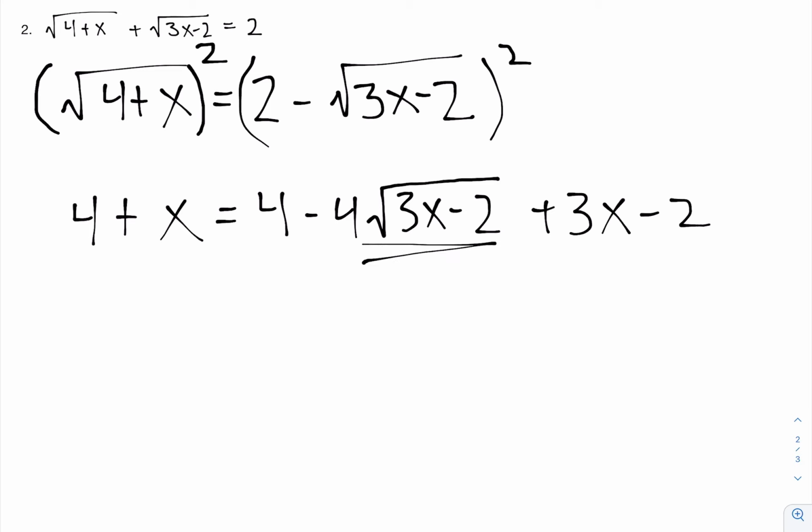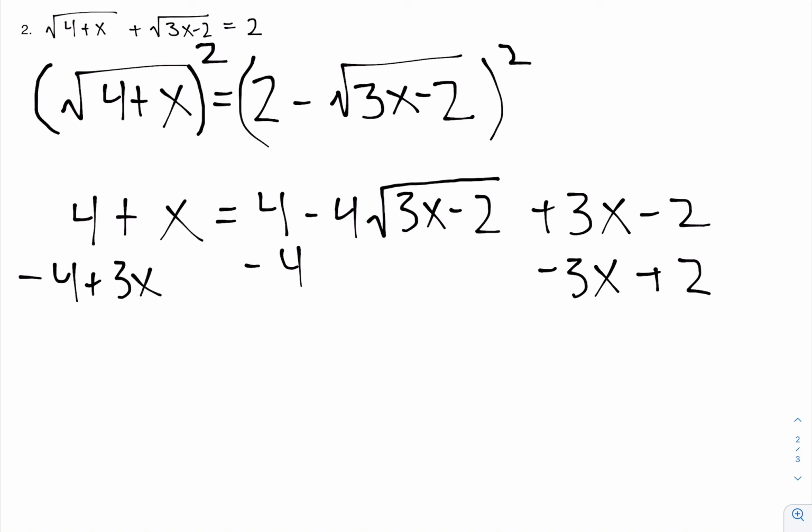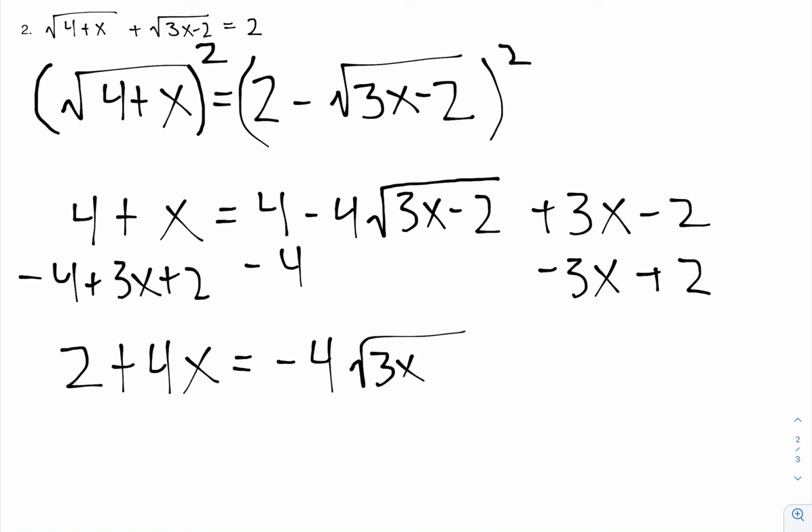So if we have a square root on one side of the equation, we want to move everything else to the other side. Okay, so we want to subtract 4. We want to subtract 3x. We want to add 2. Okay, subtract 4, subtract 3x, add 2. So we're going to get 4 minus 4 is just 0, but then we get plus 2. So we're going to have 2. And then we have x plus 3x, which is going to be plus 4x. That's going to be equal to negative 4 root 3x minus 2.